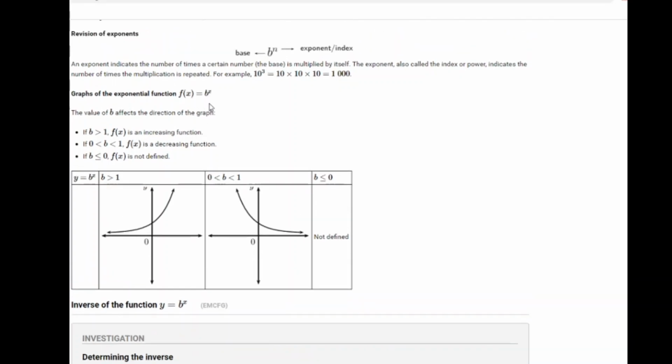So f of x equals b to the power x is the standard form of the exponential function. There are other forms of the exponential function. So this is the standard form, f of x equals b to the power x, right? When b is greater than 1, we'll have an increasing function. And when b is less than 1, we'll have a decreasing function, right? There are other forms of this exponential function.